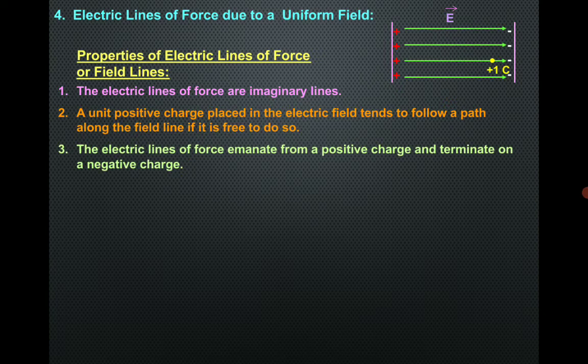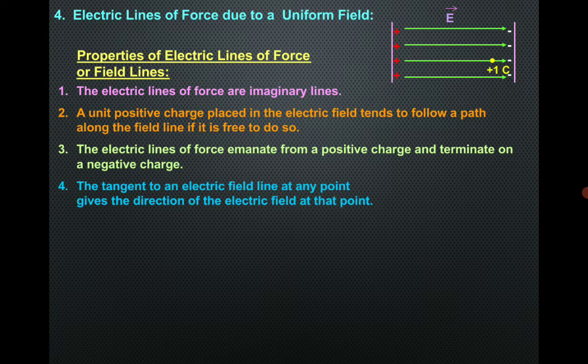See this pattern on the diagram. The electric field lines emanate from positive charge and terminate on negative charge. Next property, the tangent to an electric field line at any point gives the direction of the electric field at that point. We just did the same thing on the previous slide. At any point P, we chose a point P over there and we drew the tangent and we found the direction of electric field at that point.